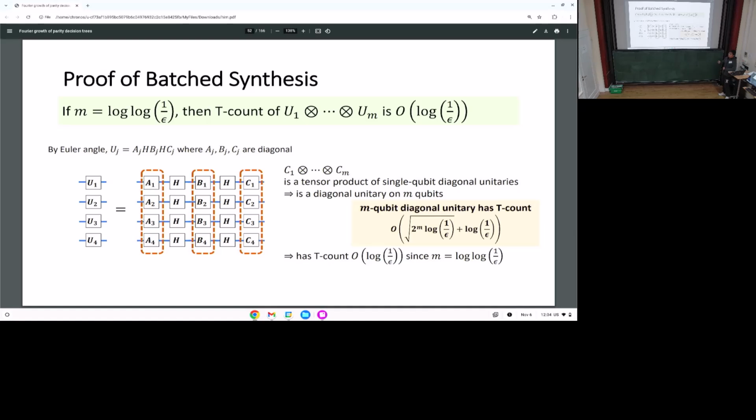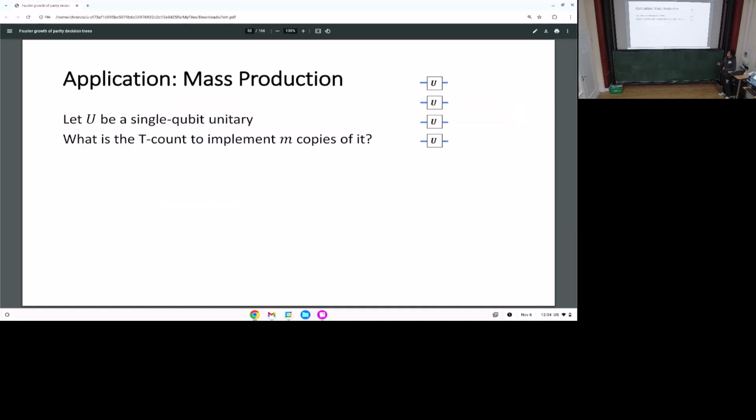Okay, so this is the proof for the batch synthesis case. And the second is going to be about mass production, which you already asked about. So what if I want to implement the same unitary many times on different wires? We have a fixed single qubit unitary U, and we want to implement it on m wires. And what is the T count for it?